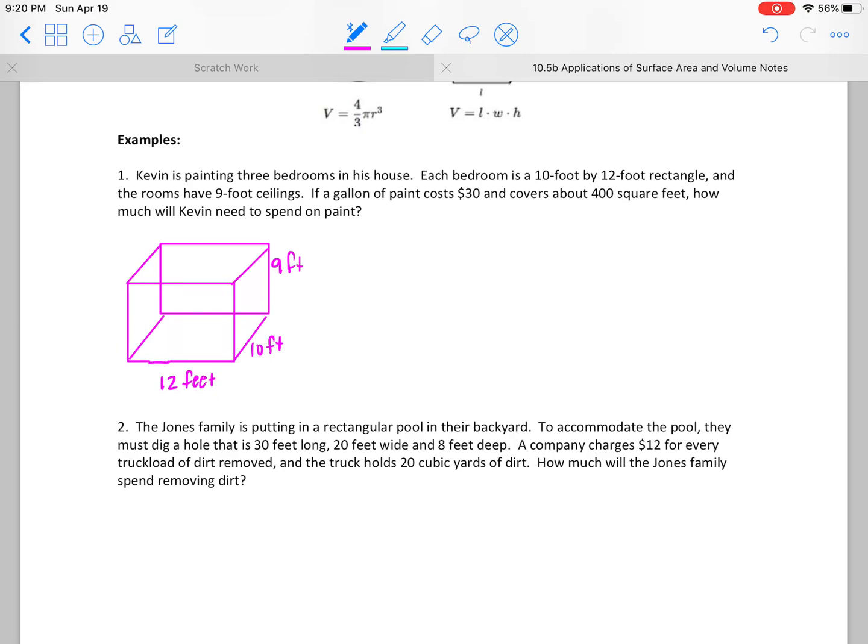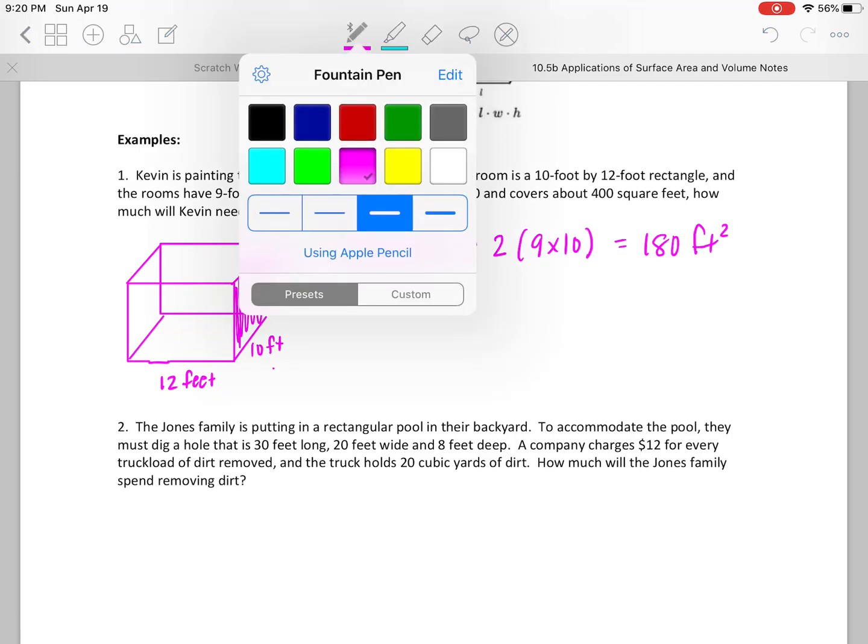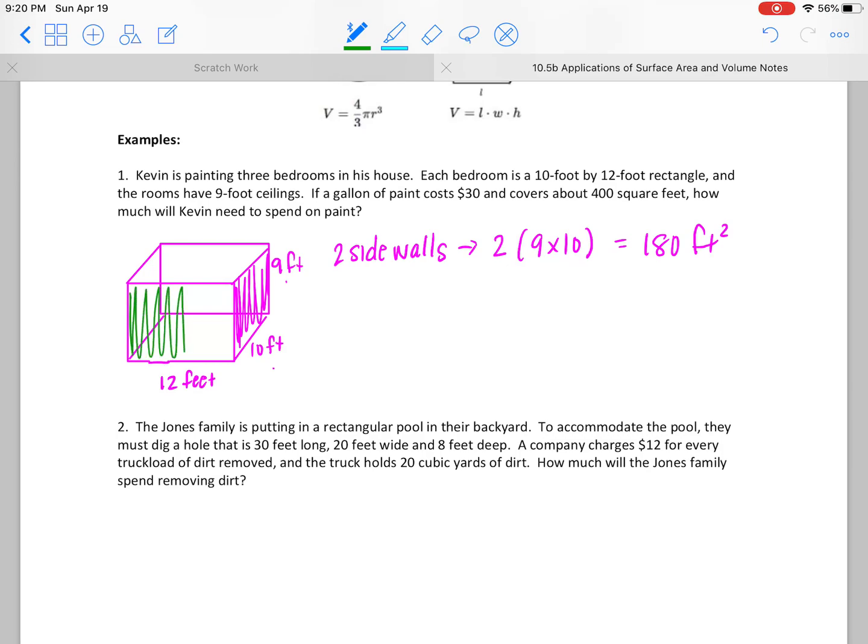Now when he goes to paint the room, what surfaces is he actually painting, right? We're clearly going to be using surface area here. We're not going to be filling the room with paint. We're going to be painting the walls with paint, the surfaces, and not the floor and not the ceiling. So we're going to be painting the sides here. We have 2 side walls. And what are the dimensions of the side walls? Well, they're 9 by 10. So we have 2 9 by 10 walls. Well, 2 times 90 is 180 square feet for those 2 side walls.